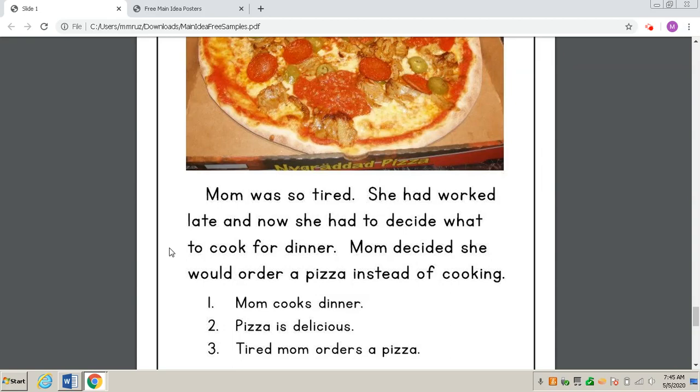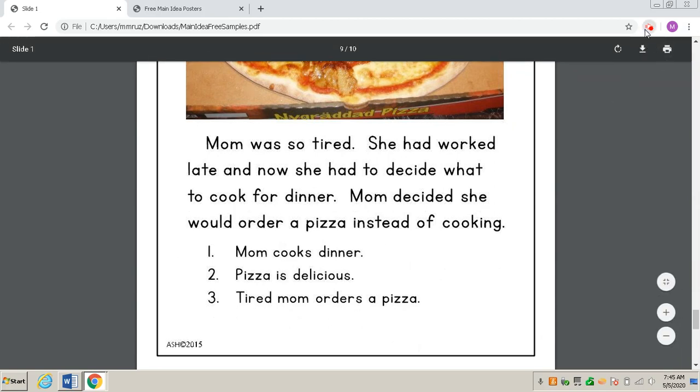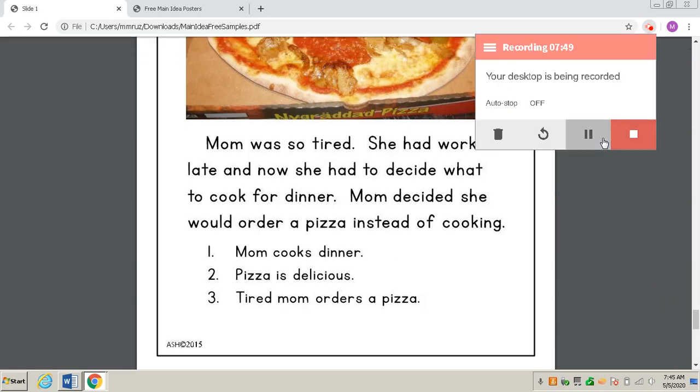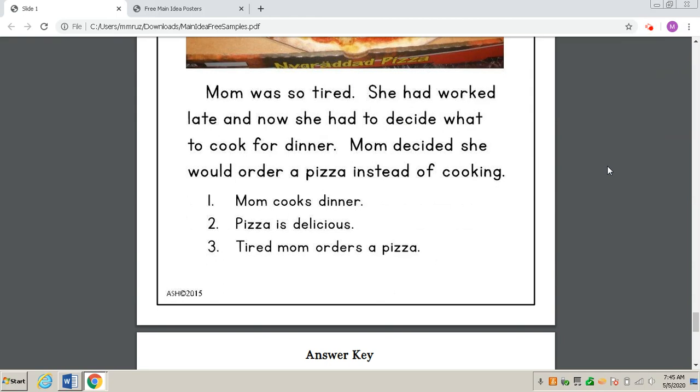Mom was so tired. She had worked late and now she had to decide what to cook for dinner. Mom decided she would order a pizza instead of cooking. So take a look here at the passage. What do you think the main idea is? What do you think the main idea of this passage is? You think it is that mom cooks dinner, that pizza is delicious, or that tired mom orders a pizza?